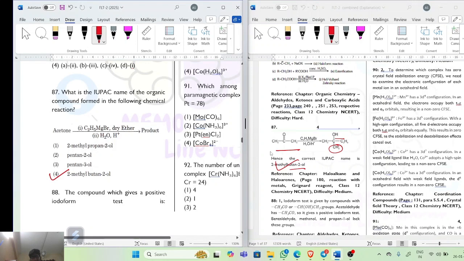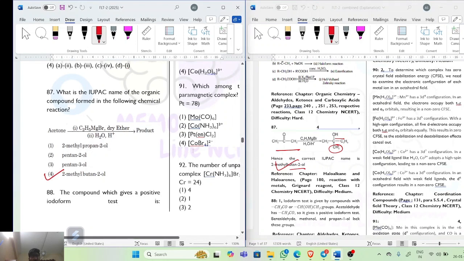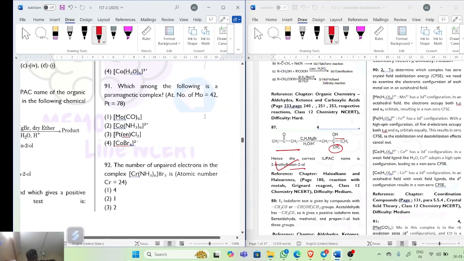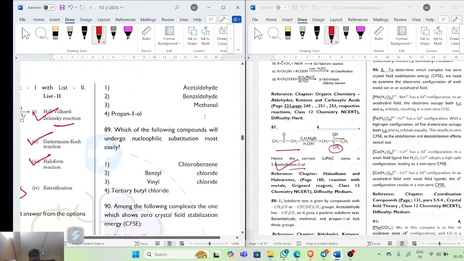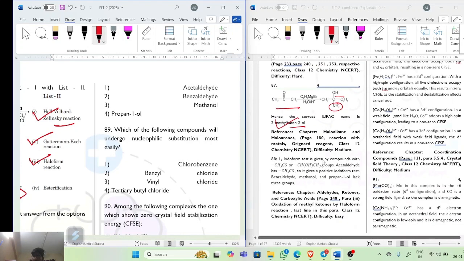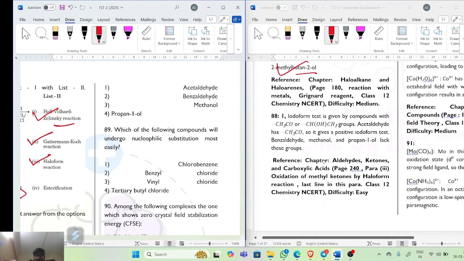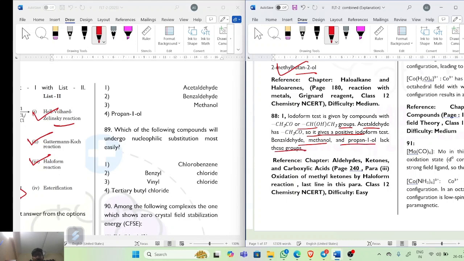Now question number 88. The compound which gives a positive iodoform test is... Iodoform test is given by compounds with CH3CO or CH3CH(OH) groups. Acetaldehyde has CH3CO, so it gives a positive iodoform test. Benzaldehyde, methanol, and propanol lack these groups.